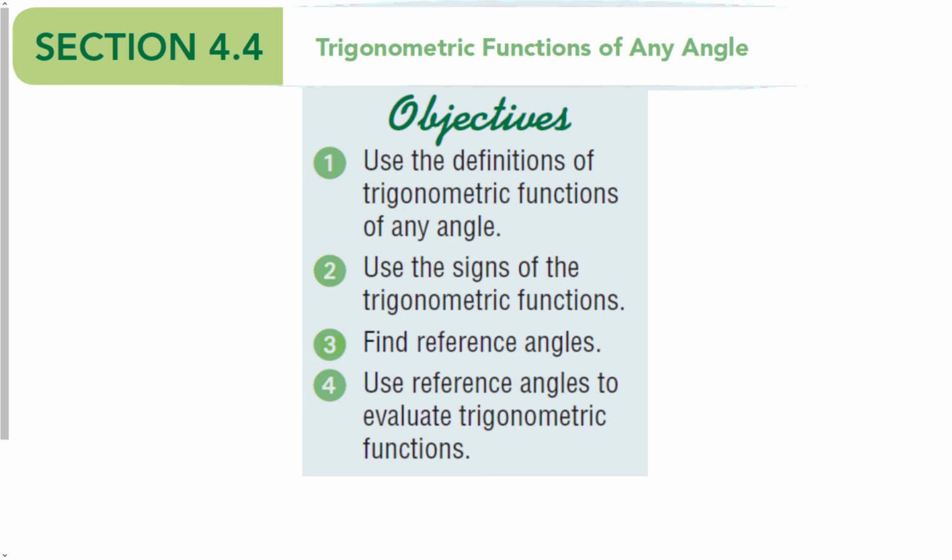We're going to use the signs, positive or negative, of the trigonometric functions in different quadrants to help evaluate these trig functions. We're going to find something called reference angles, and then we're going to combine reference angles and knowing what quadrant we are in to evaluate trigonometric functions for any type of angle.